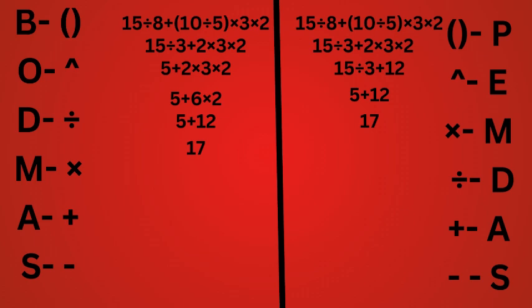And in PEMDAS, we do multiplication first. That gives us 12, and then we multiply 6 by 2. That gives us 12. So 12 plus 5, here is 12 plus 5 plus 12, and that gives us 17. In both places the answer is same. So there is no difference. There is not a common difference here.